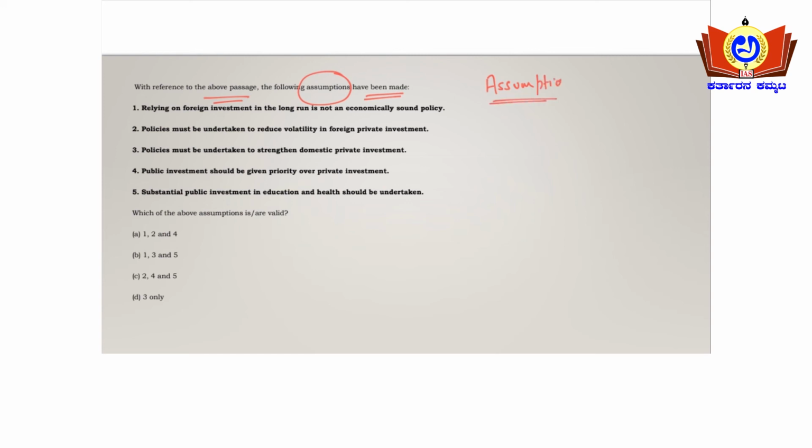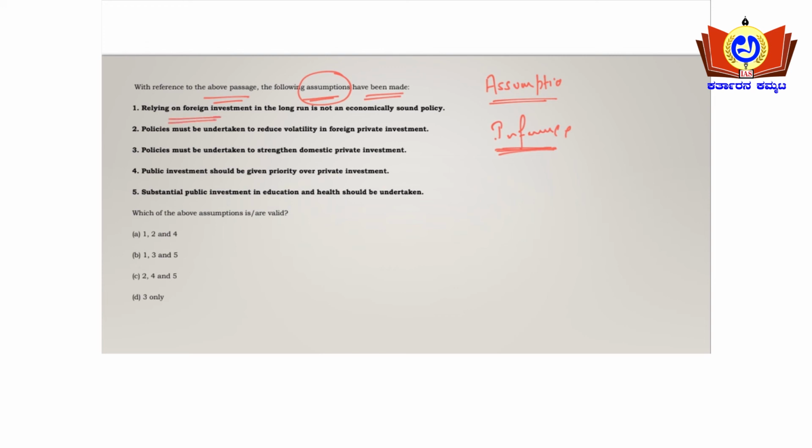Another question will be based on inference. So what do you mean by inference? Inference is nothing but the degree of certainty, according to what is given in the passage. The inference means the degree of certainty, based upon the passage, whereas assumption is not based upon the passage. It should not be given in the passage, and we need to assume the things. So with reference to the above passage, the following assumptions have been made.